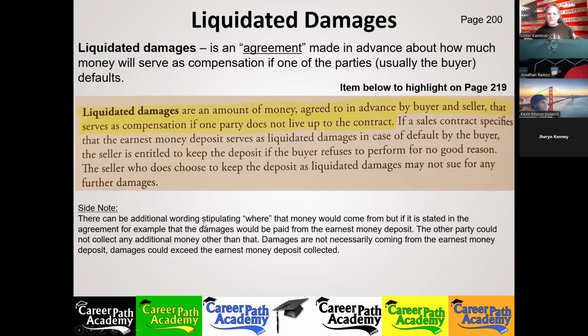It says there could be additional wording stipulating where that money would come from, but if it is stated in the agreement, for example, the damages would be paid from the earnest money deposit, the other party could not collect any additional money other than that. And damages are not necessarily coming from earnest money deposits. Damages could exceed the earnest money deposits collected.